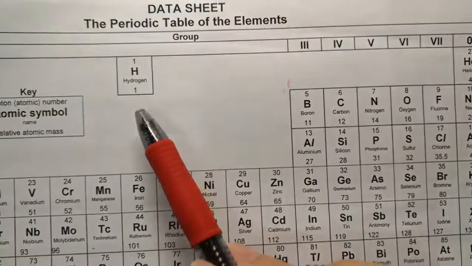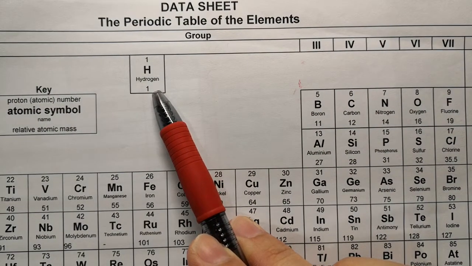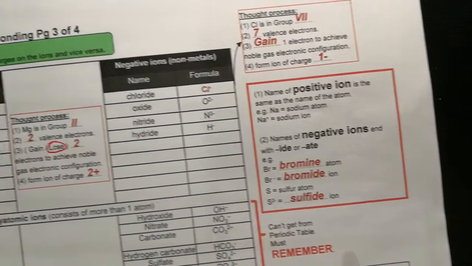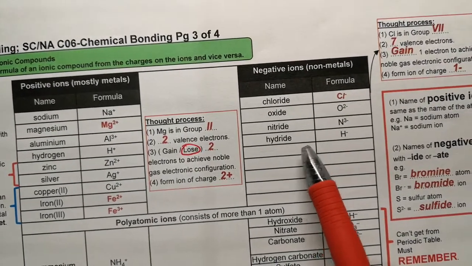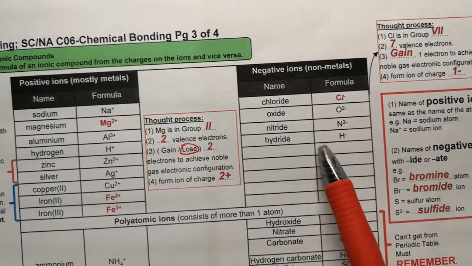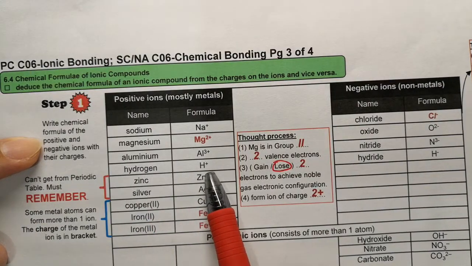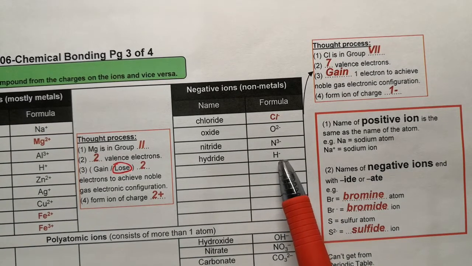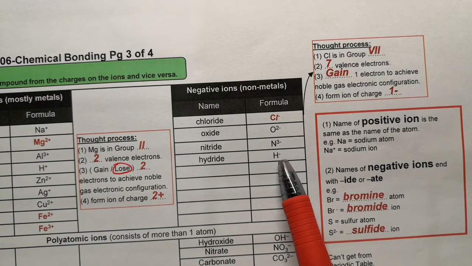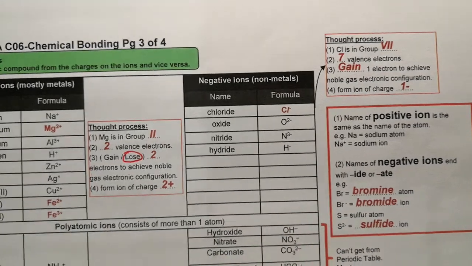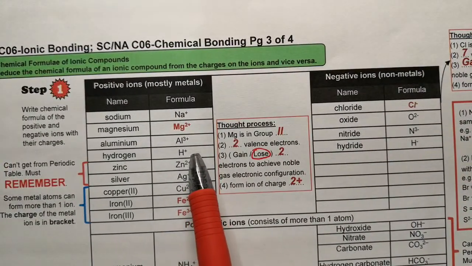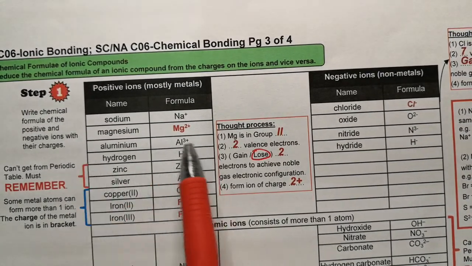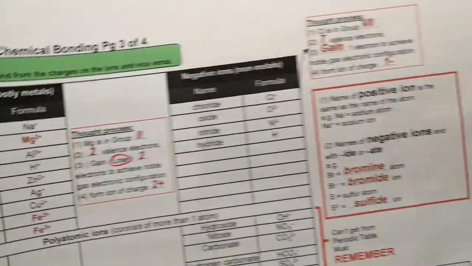Hydride. Hydride is from hydrogen. Now hydrogen actually can form either H+ or H-. It can gain 1 electron or it can lose 1 electron. So when it loses 1 electron, that is when it will form the hydrogen ion H+. When it gains 1 electron, it will form the hydride ion H-. The question would tell you whether it gains or loses, but most of the time, the hydrogen atom would lose and form the hydrogen ion, which is H+.